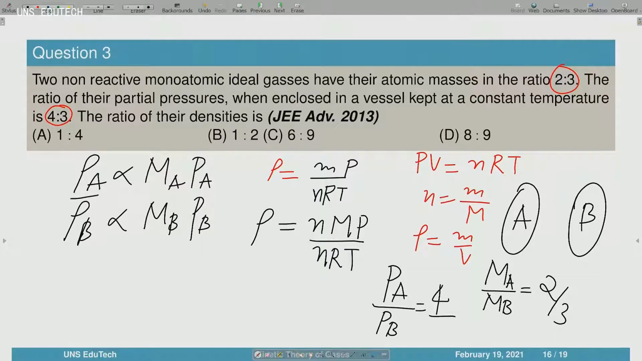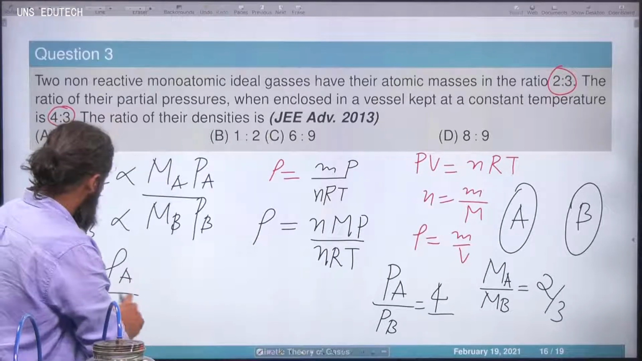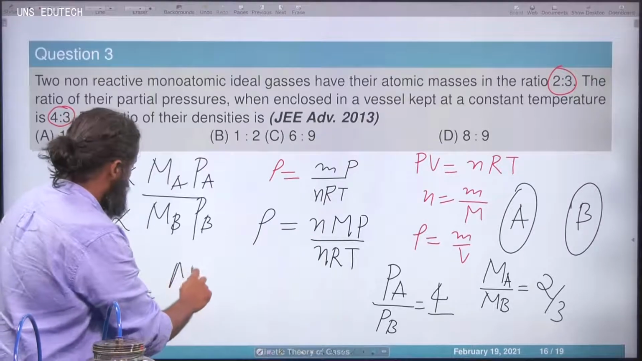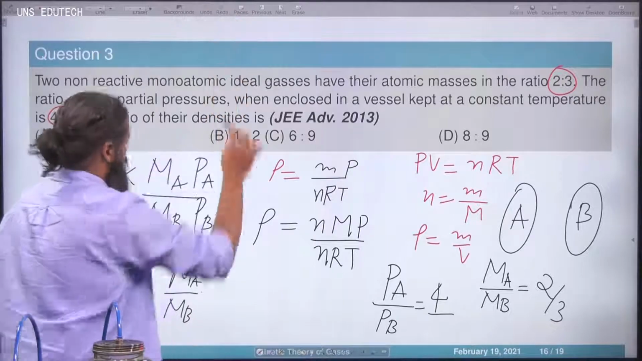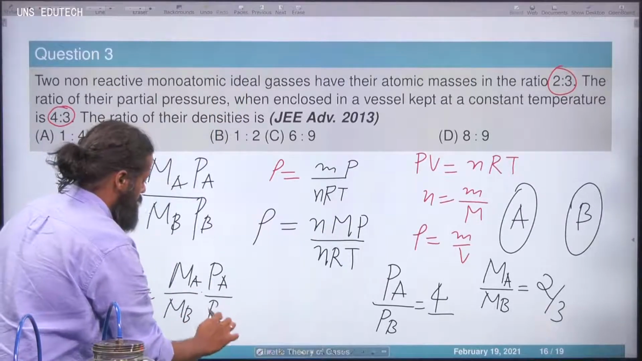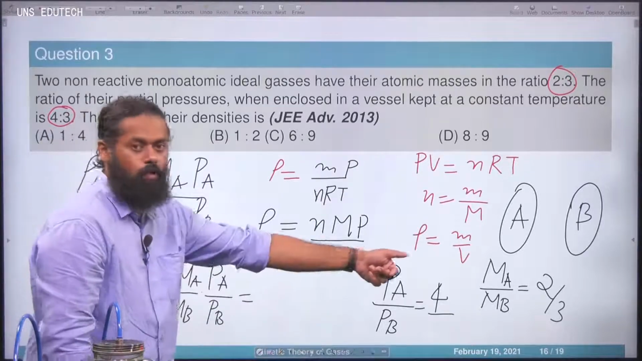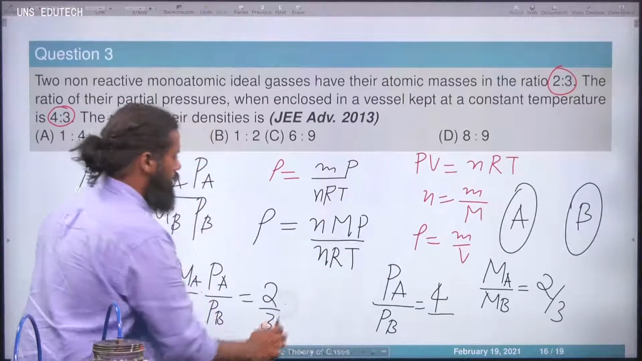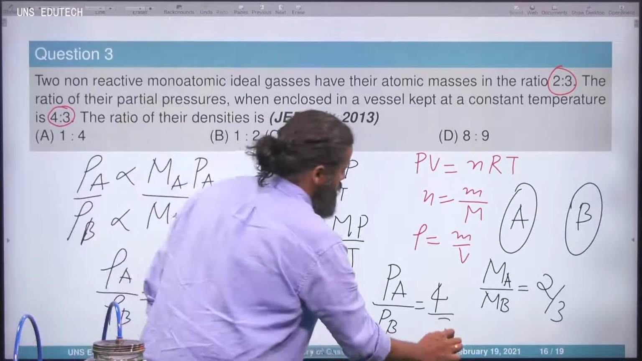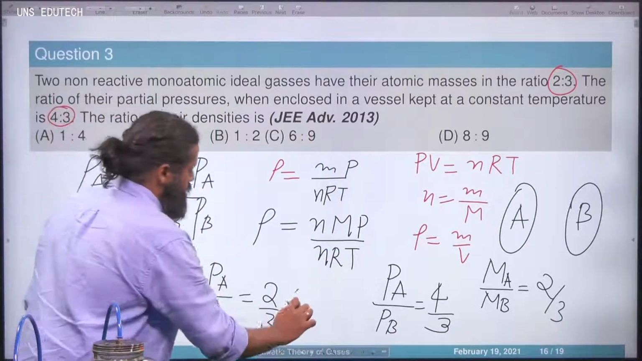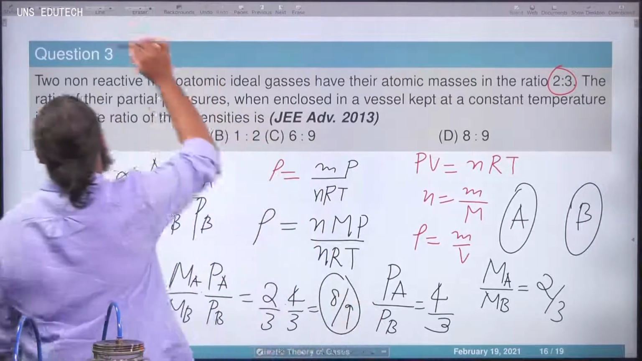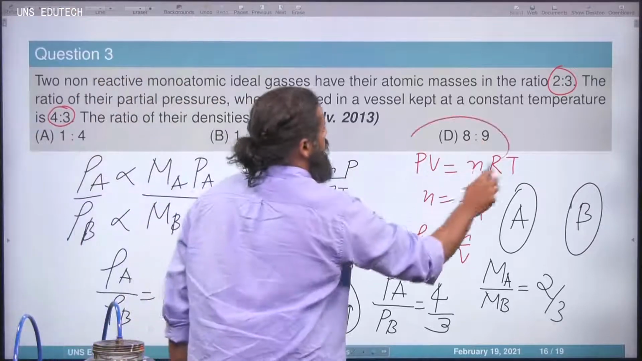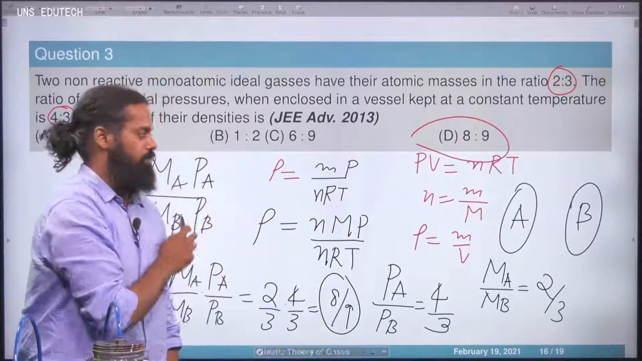Now if I am dividing this, how much will you get? You have to find out finally the ratio of the density. So rho A by rho B will be equal to MA by MB into PA divided by PB. MA by MB is already 2 by 3, and the other one is 4 by 3, sorry I missed this. So the final answer will be 8 by 9, the right option is 8 by 9. In fact, many people tried this, many people got the right answer, congratulations.